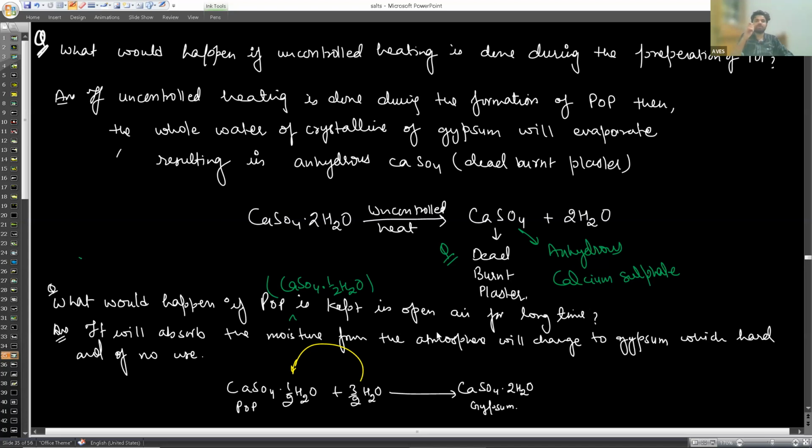Like when our hand gets fractured, we put plaster over it. But if we keep it, it will keep on absorbing moisture from the atmosphere and become a very hard and dense substance. So note it down that it will absorb the moisture from the atmosphere and will again turn to gypsum, which is very hard and of no use.